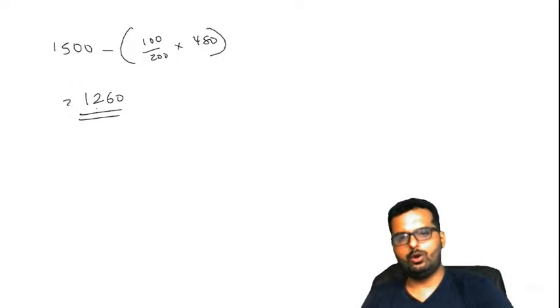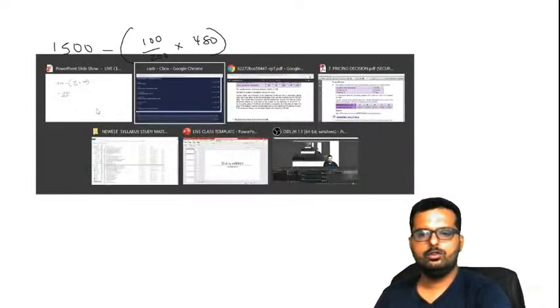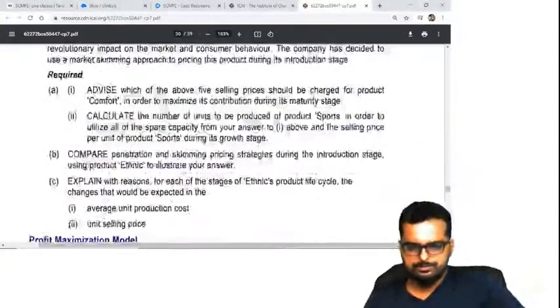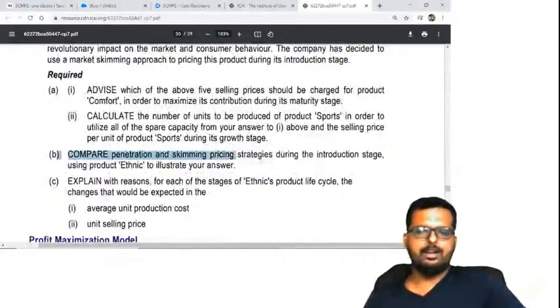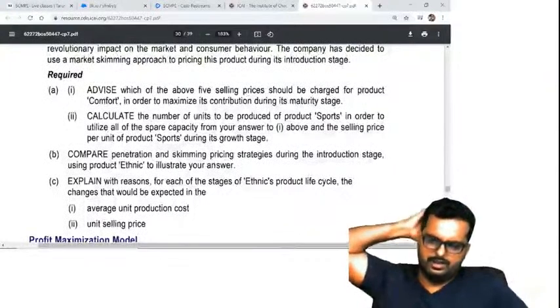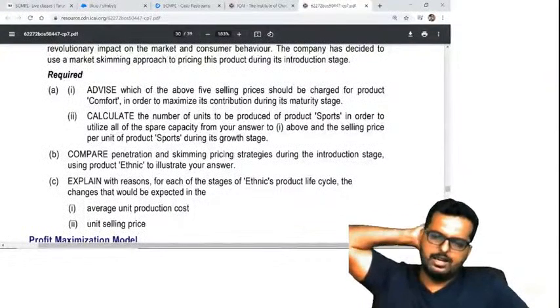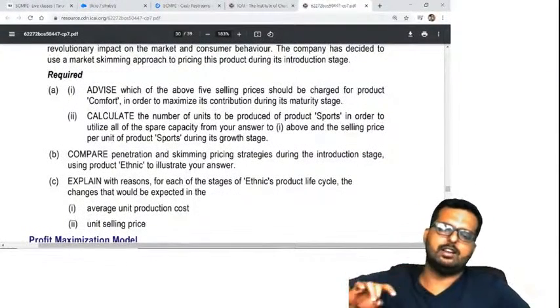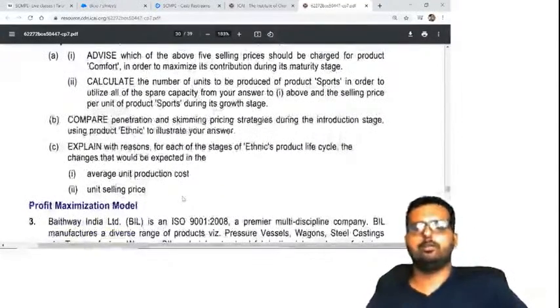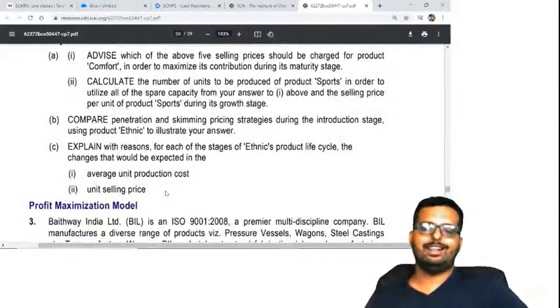Alright friends, I believe you all have got this answer in your books now. So we are done with this part also. Can we go and read the next part of the question? Compare penetration and skimming pricing strategies during the introduction stage of product Ethnic. Have we already done that, friends? Now they are asking to explain with reasons, for each stage of Ethnic's product life cycle, the changes that would be expected in the production cost and the selling price.